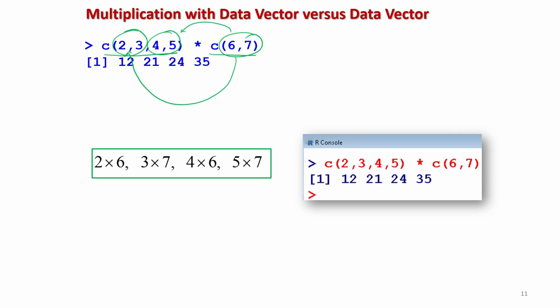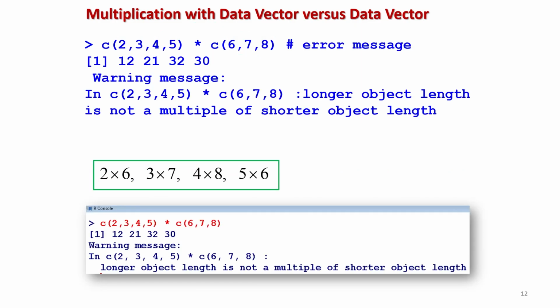So the outcome will be 2 into 6, 3 into 7, 4 into 6 and 5 into 7, like here: 12, 21, 24, 35. That is the outcome. And similarly, if you try to take data vectors of different lengths, the same thing will happen. Here you have a length of 4, and in the second data vector you have a length of 3.